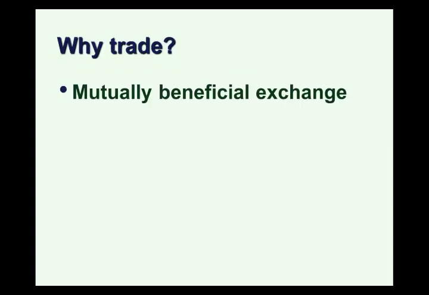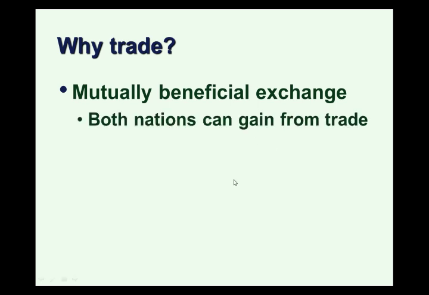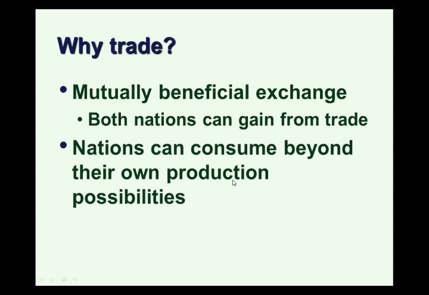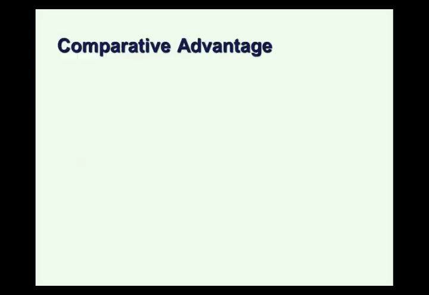So why trade? Well, the idea here is mutually beneficial exchange. When both parties voluntarily agree to an exchange, we have to believe it's because both parties are better off. And both nations can gain from trade. By gains from trade, we're really saying that nations can consume beyond their own production possibilities. So a nation's consumption possibilities can exceed its production possibilities.